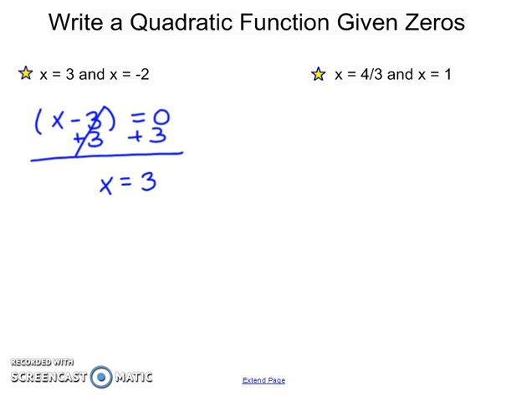So if we're given x equals 3, x minus 3 is going to be our factor, since when we solve it and set it equal to 0, we have to do the opposite operation to bring it to the other side. So if we had x minus 3 as our factor, you have to add it to get a positive 3 on the other side. So we know we're using x minus 3. And if I have x equals negative 2, what's going to make that equal 0? Opposite sign, so x plus 2.